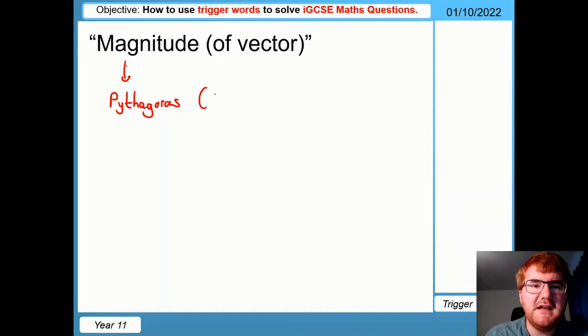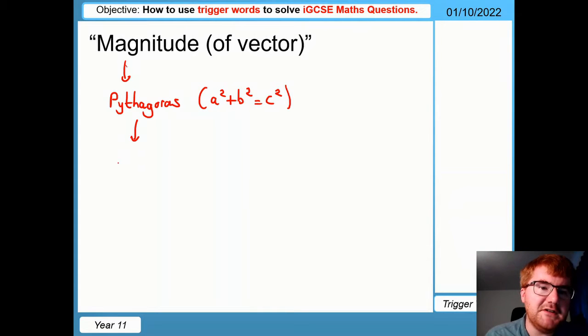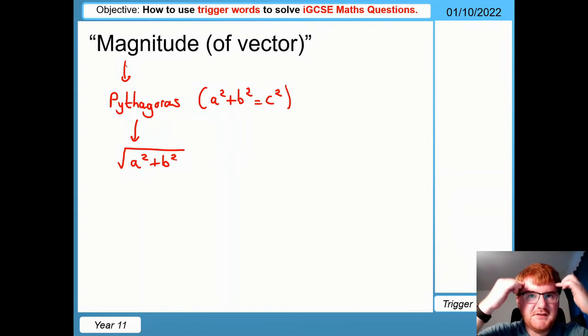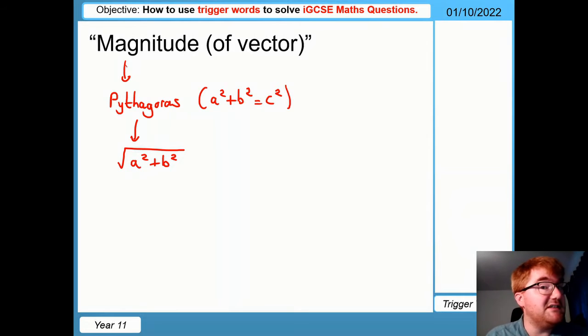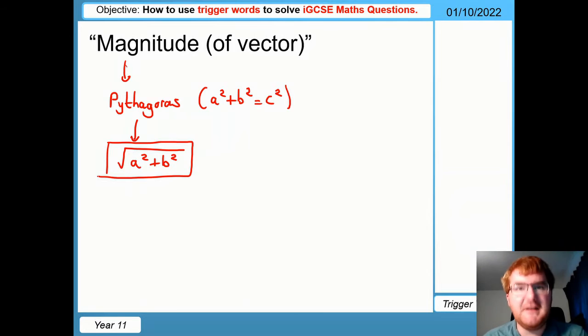Remember, Pythagoras is this equation a squared plus b squared equals c squared. And we can even simplify this further by just remembering this formula of the square root of a squared plus b squared. So that's my thought process when I see magnitude of vector. Often a couple of marks that a student doesn't get. Think Pythagoras, and if you're thinking Pythagoras, remember this formula that I've done down here. So the square root of a squared plus b squared.